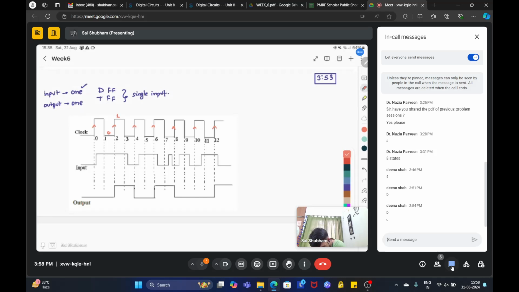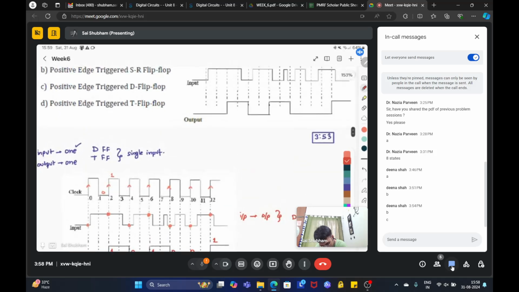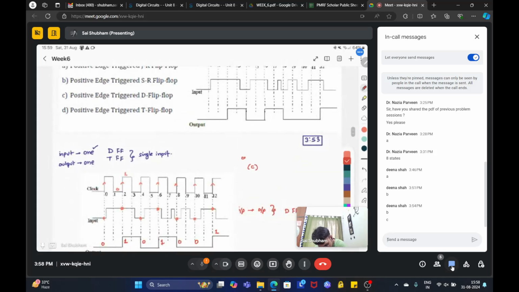So in these positive edges, let's mark the input values. So you can see that this is 0, this is 1, then you have 0, then you have 1, again 0, again 0, and this is 1. So whatever the input is, the same is the output. This happens in D flip flop. So option C is the answer. Okay. Clear?